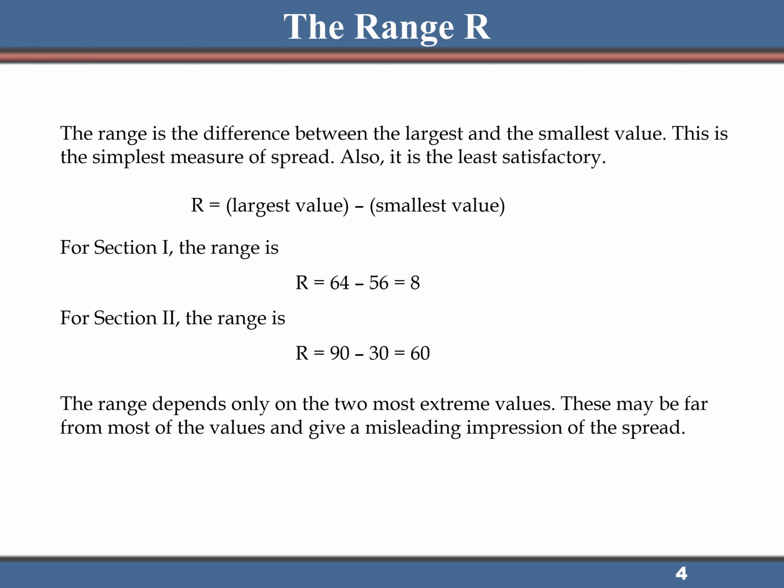The range is one such measurement that can be used to describe the variability in a set of data. The range of a set of data is defined to be the difference between the largest value and the smallest value. The range for section 1 is 8. The range for section 2 is 60. Thus, there is more variability in section 2. In general, the range is a quick and easy measure of spread, and it's usually not satisfactory because it uses only two extreme values in a set of data.